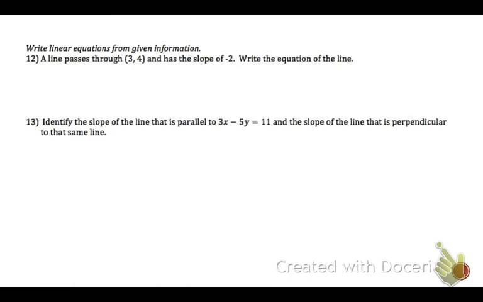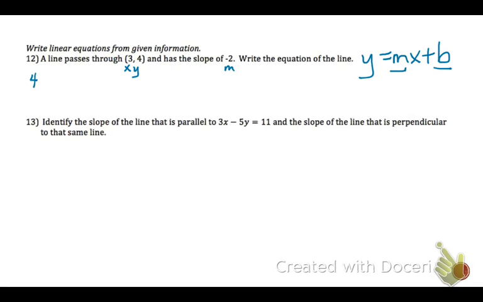For our last two problems, we want to write linear equations from the given information. So we have a line that passes through (3, 4) and has a slope of negative 2. Write the equation of the line. Well, remember, let's write down slope-intercept: y equals mx plus b. The two things we need to know are the slope and the y-intercept. So right now we know the slope and a point, x, y. So we can just plug in those values and find out what our b value is.